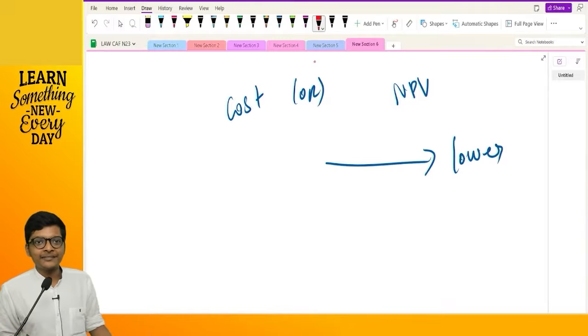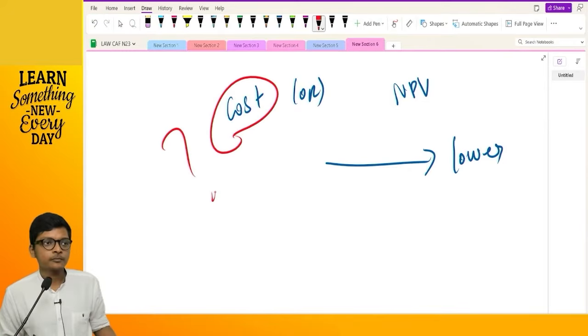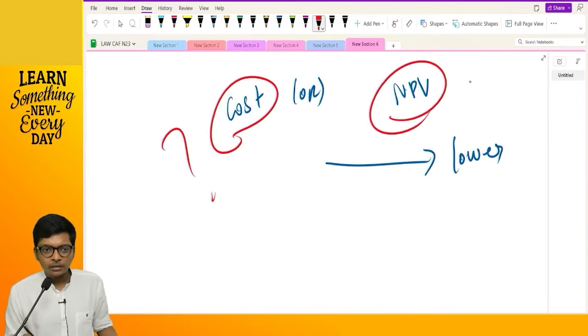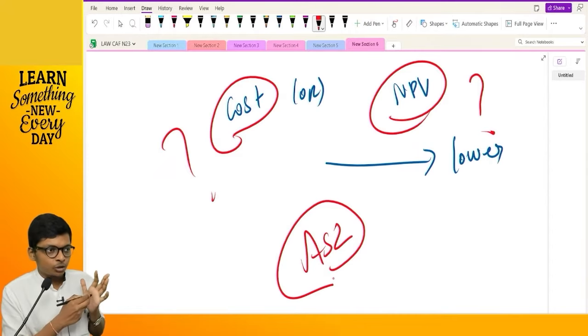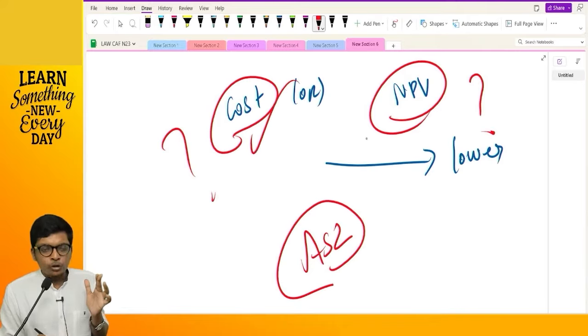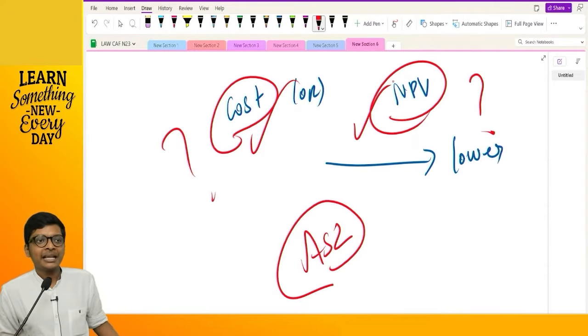Everybody knows inventory is valued at cost or market price, cost or NRV, whichever is lower. How to find cost? How to find NRV? The answer is there in AS 2. So that you know how to find the cost or NRV, everybody will learn AS 2 and correctly compute cost, and this is part of our syllabus.